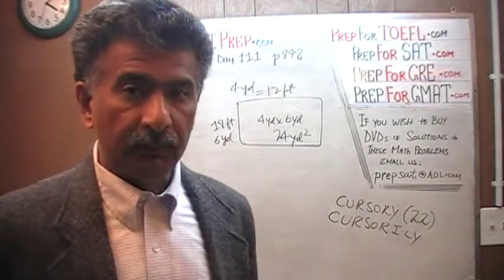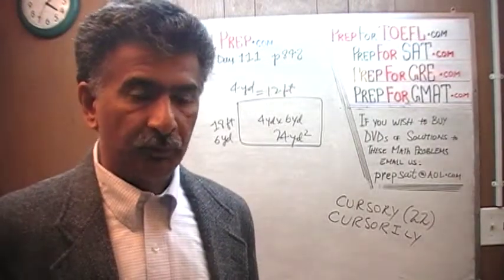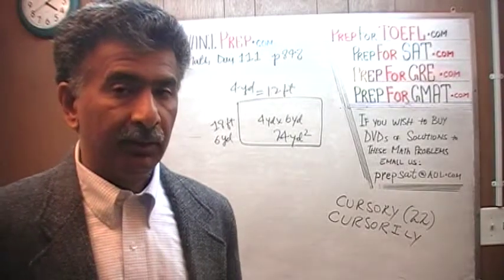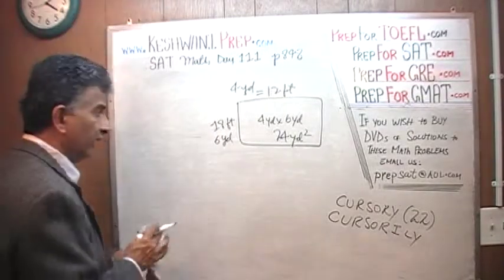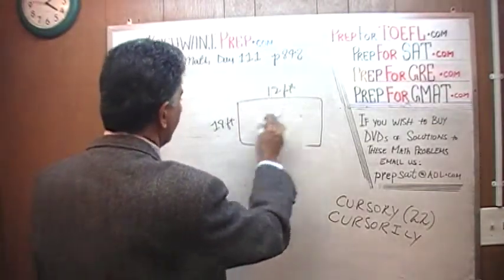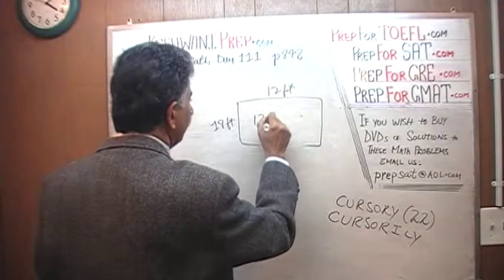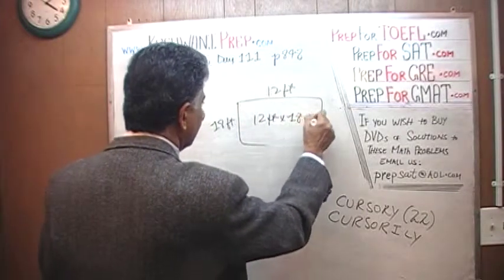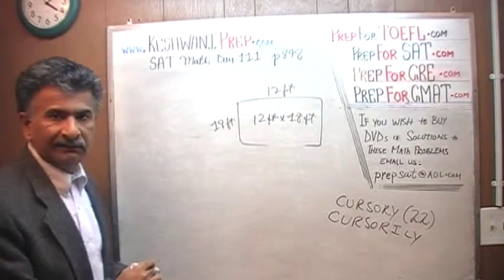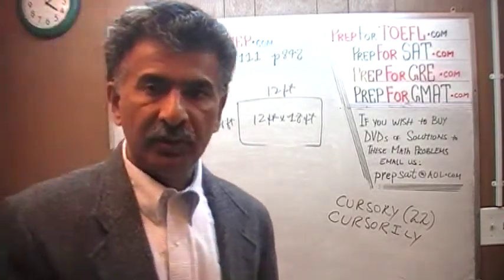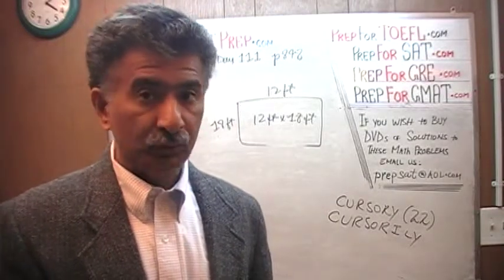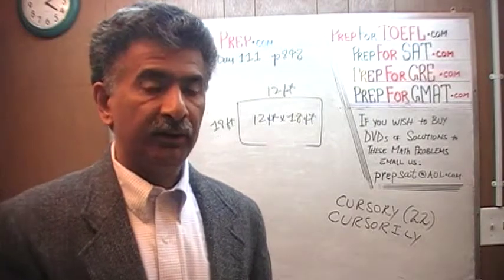Now notice what would have happened if we had left our dimensions in the original fashion, in which case we would have had 12 feet by 18 feet. First of all, you will have to spend a lot of time multiplying these two quantities out, and secondly, you will have to know how many square feet are in a square yard.